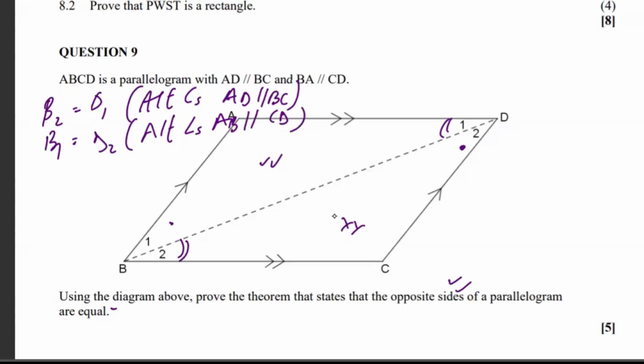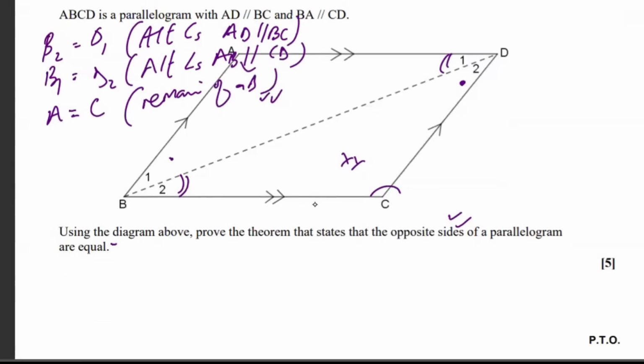If that is true, which means the angle A must be the same as angle C. That will be the remaining angles of a triangle, or angles in a triangle. So meaning that ABD is congruent to BCD.